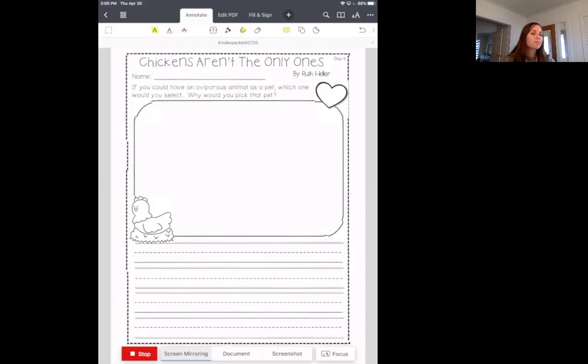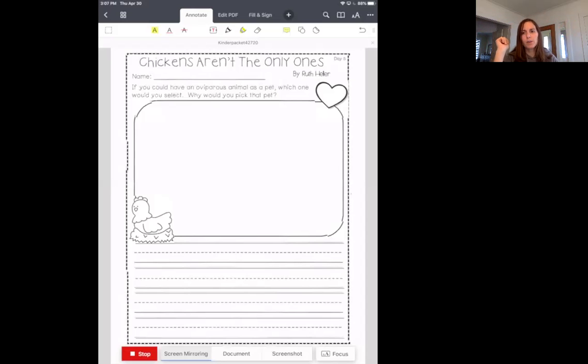And I'm gonna write, I would pick a butterfly as a pet because it is pretty. That'll be my sentence. So we're gonna count how many words. I would pick a butterfly as a pet because it, ran out of fingers, is pretty. It's a lot of words. I think it might even be 12 words.